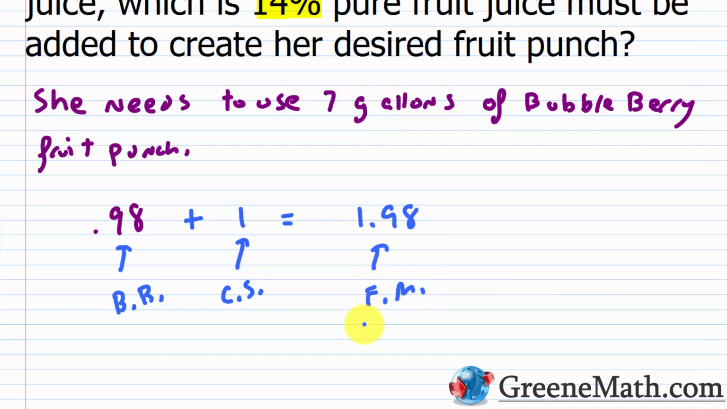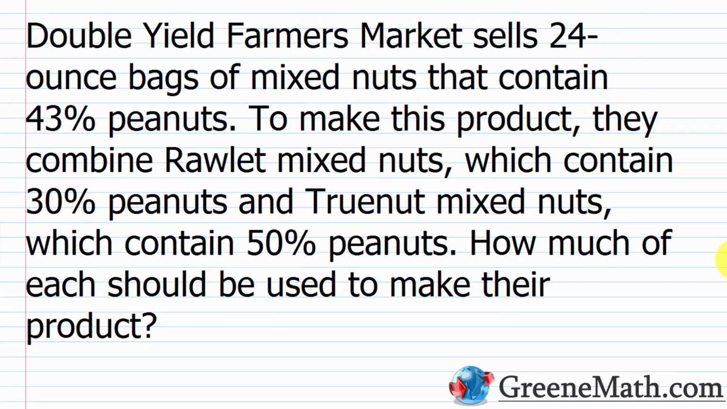You basically have said that the amount of pure fruit juice coming from the bubbleberry and the cherry smash is equal to the amount of pure fruit juice in the final mixture, and it is 22% pure fruit juice, so we're good to go. She needs to use 7 gallons of bubbleberry fruit punch to make her desired fruit punch mixture. All right, let's take a look at another one.